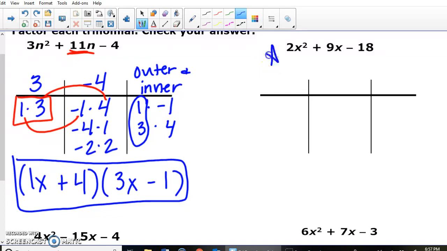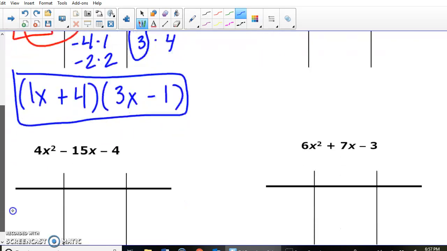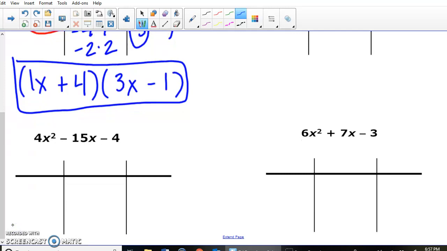Okay, I want you to try this one on your own. And then I'm going to do one more with you here. We'll try this bottom one here.